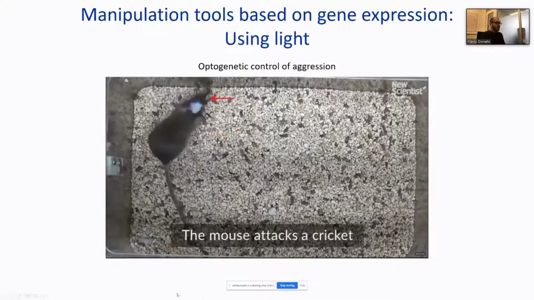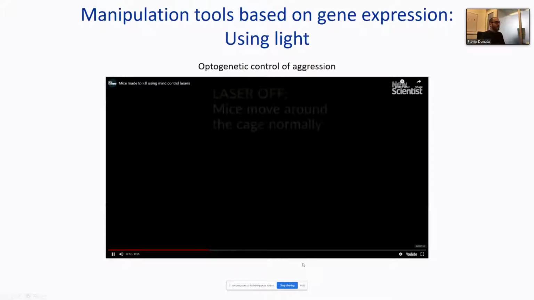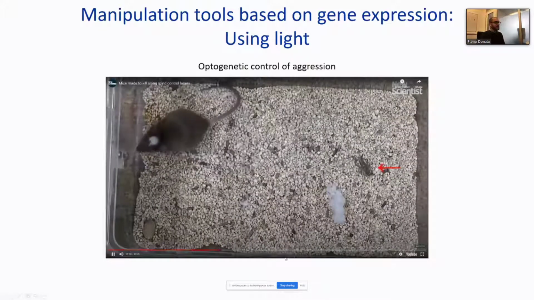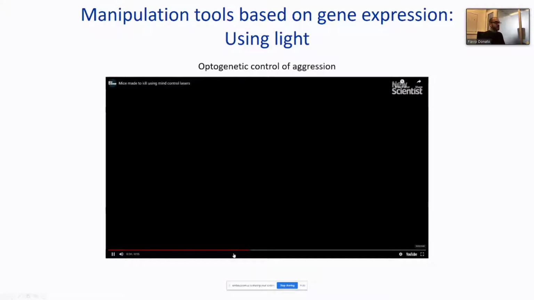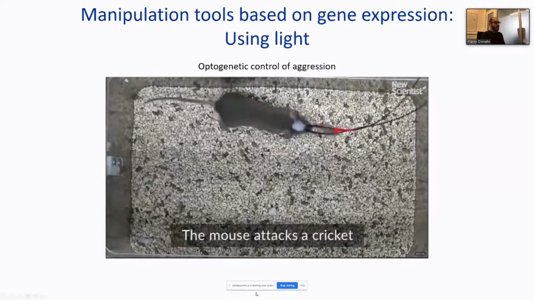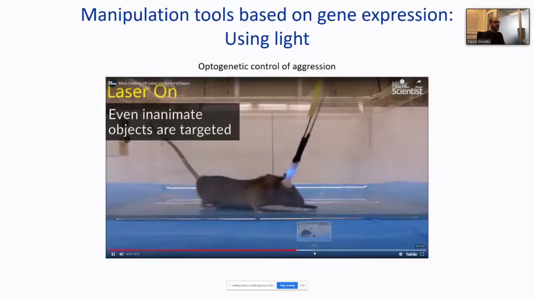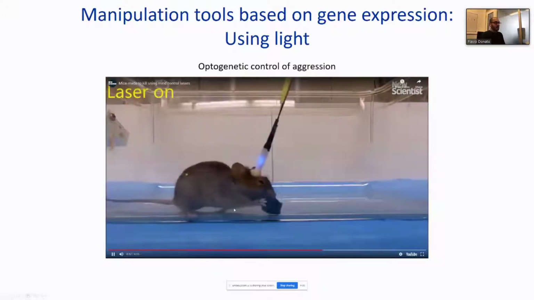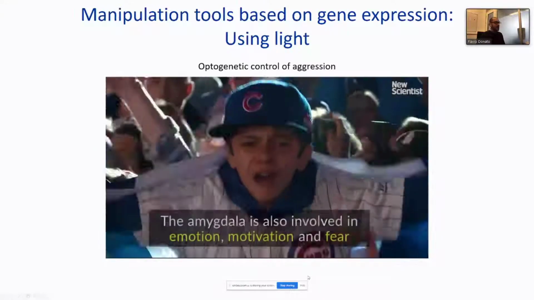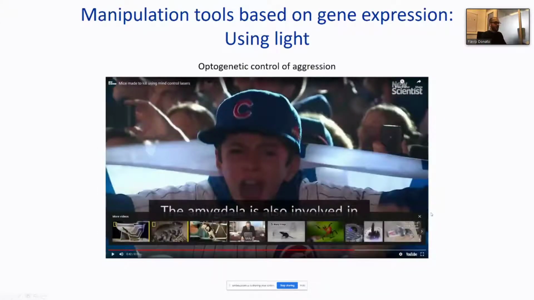And you see here that when the laser is off, the animal is running around in its cage and doesn't pay particular attention to the intruder, which is the cricket. But as soon as the laser comes on, the animal immediately goes and attacks the cricket. And even when an inanimate object is in the cage, the animal doesn't care. As soon as the light goes on, the attacking response is elicited, right? Okay, so this was the New Scientist type of general public association.